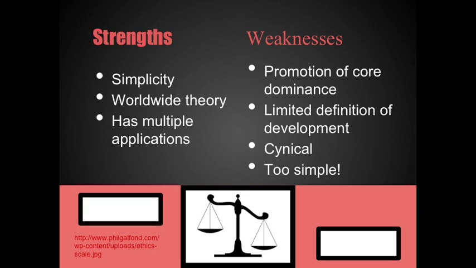The theory can also be applied to a national rather than international scale, and can explain the economic disparities between regions of the same country, such as comparisons between rural and urban areas. There are also, however, some weaknesses to be considered. First of all, the theory can be seen to actually promote the dominance of core nations by portraying periphery countries as hopeless cases that will always remain undeveloped.